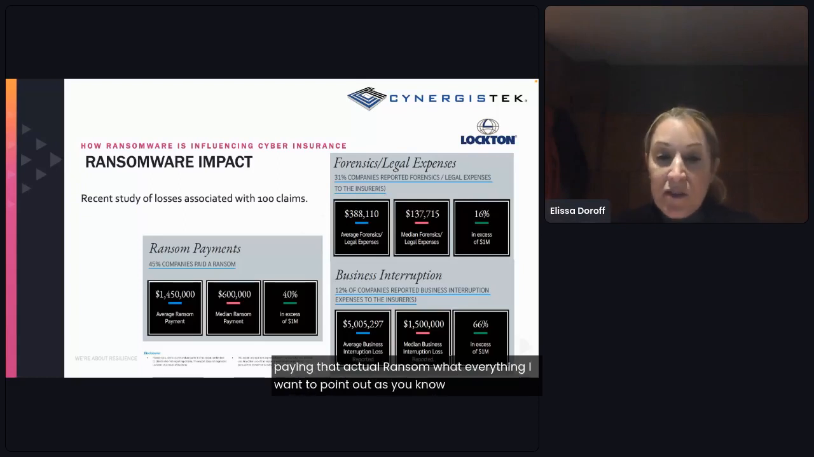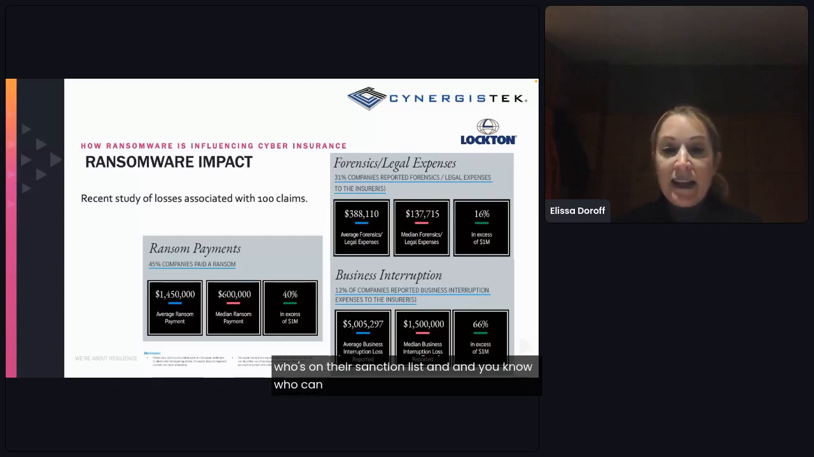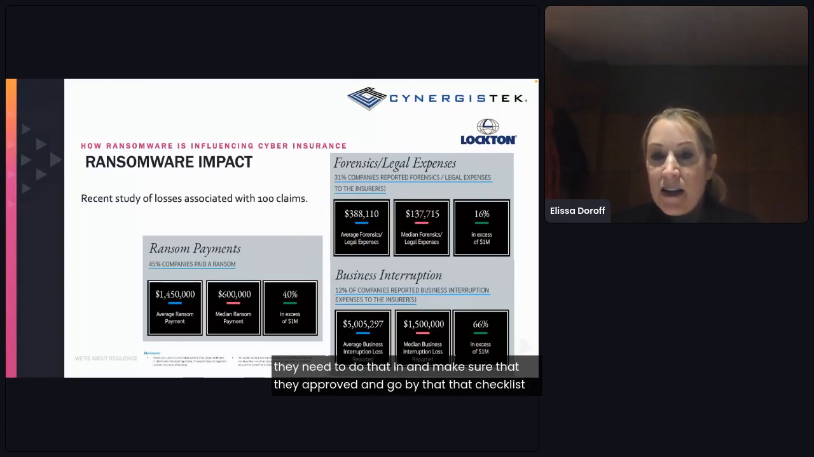One other thing I want to point out is that OFAC has issued guidance that is constantly being updated as far as who's on their sanction list and who can and cannot be paid. I think a lot of times companies, or the public, misinterpret that to mean that they can't pay a ransom at all, and that is not the case at all. You just can't pay any entity or any hacker that's on that sanctioned list. So obviously due diligence needs to be done, and most, if not all, cybersecurity firms and forensic firms involved in these negotiations understand that they need to do that and go by that checklist. And you can see, again, the business interruption exposure could way exceed the actual ransom payment. So we can go to the next slide.